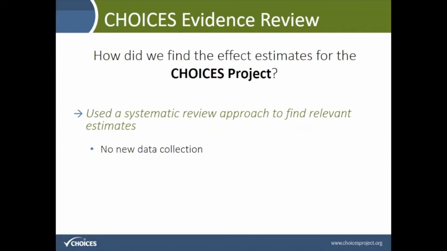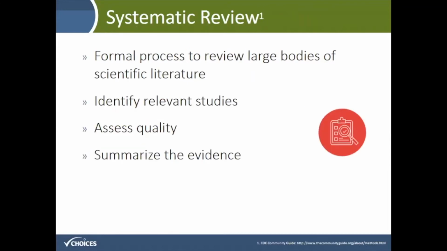So how did we find these effect estimates for the Choices Project? Like I said, we didn't do the studies ourselves. We didn't come up with the evidence ourselves. We instead used a very large systematic review approach to find the relevant estimates. We did not do any new data collection. We really relied on a huge body of scholarship out there to find some really strong estimates for impact for a range of different strategies.